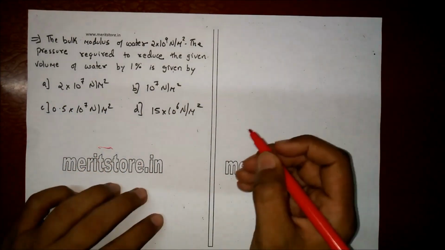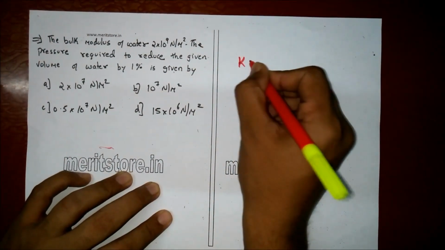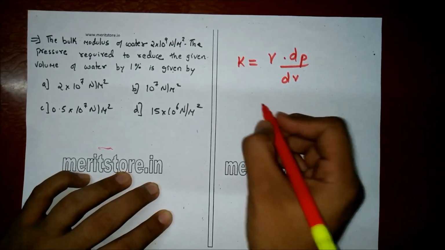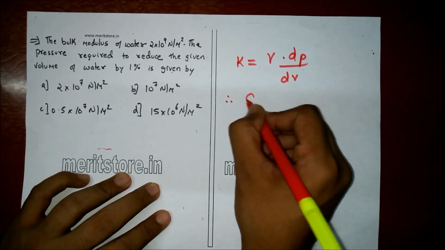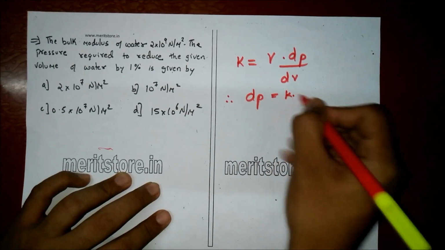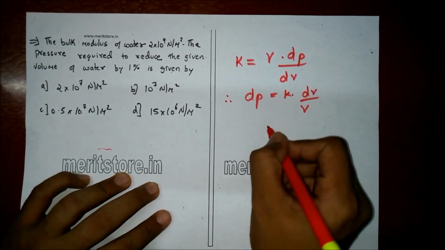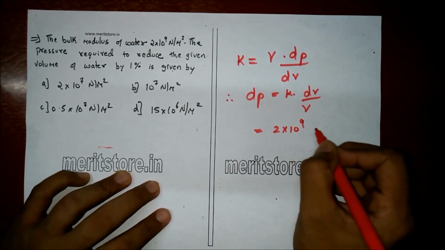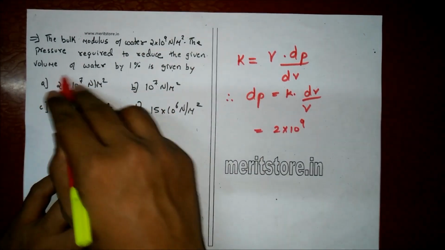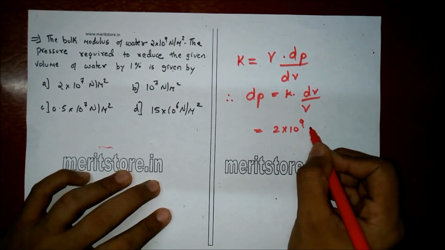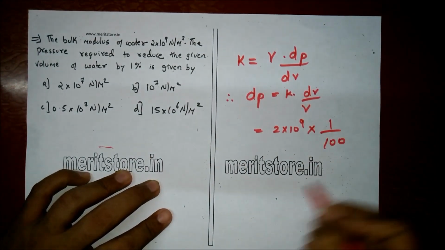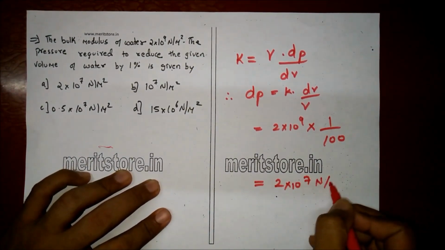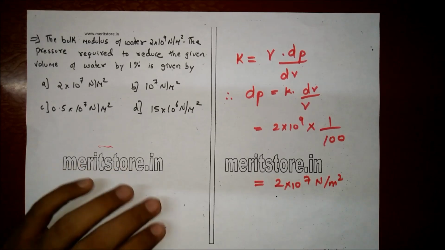Now, the formula for bulk modulus is K, which is the bulk modulus, is equal to the volume into the change in the pressure upon the change in the volume. Therefore, we need to find the change in the pressure. Therefore, dP is equal to K into dV upon V. We know the value of K as 2 into 10 raised to 9, and the volume is then reduced by 1%. Therefore, 1% is the change in the volume, which is 1 upon 100. On calculating, we'll get 2 into 10 raised to 7 Newton per meter square. Therefore, here the correct answer is option A.